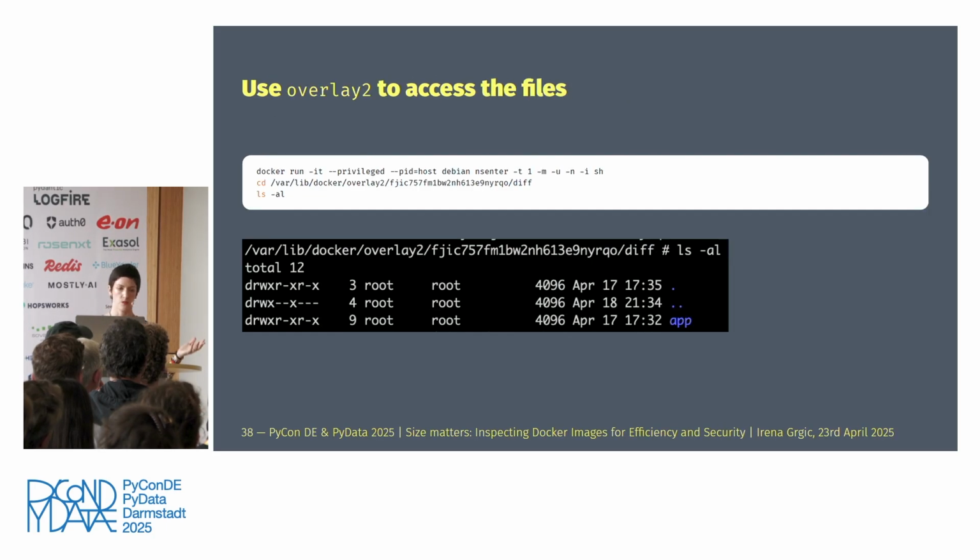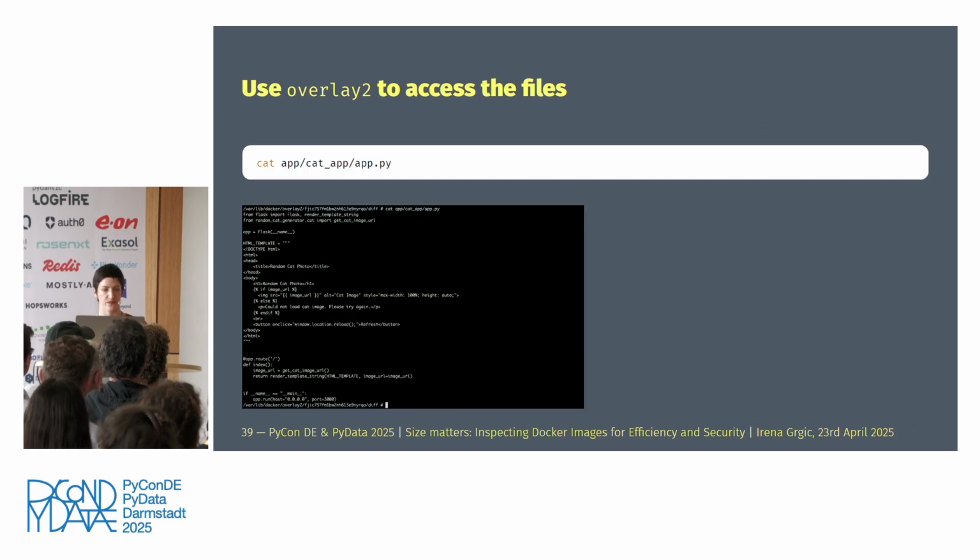Now again, we enter our privileged container. We go to this directory, and we can see that there is a directory called app. Now you remember this was our working directory that we are setting in our Dockerfile. We look into it, there is a cat of the app directory, app.py, and with this, you see, we can view whatever the contents are of app.py.